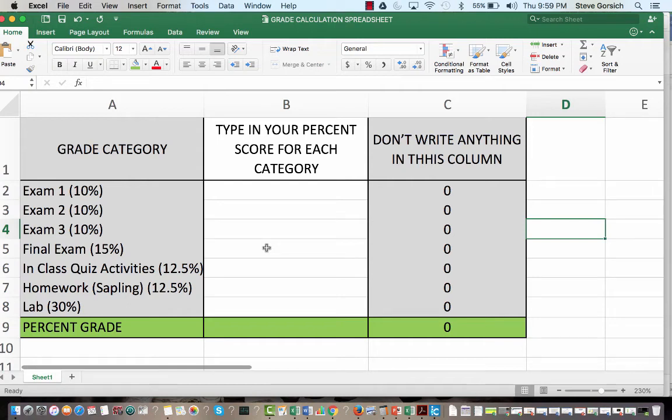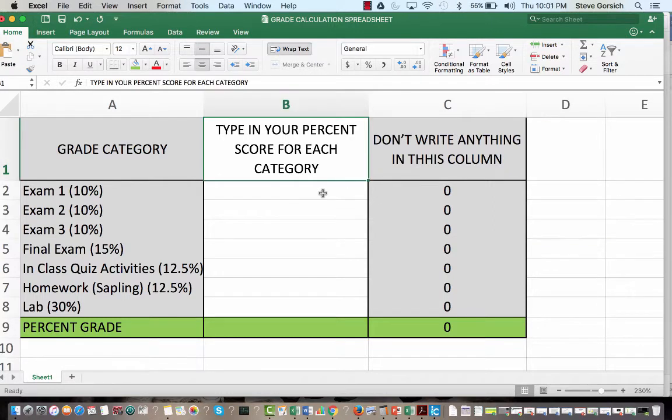Hello everyone. I've had several students ask me for help in calculating their grades, and so I thought it would be helpful if I made this quick spreadsheet that you could use to calculate your grade as we move forward. Okay, so let's walk through the best way to use this spreadsheet.